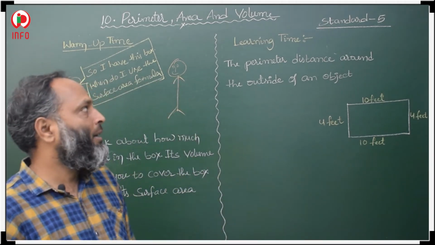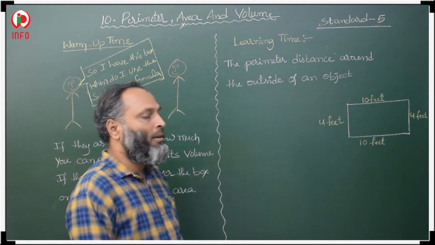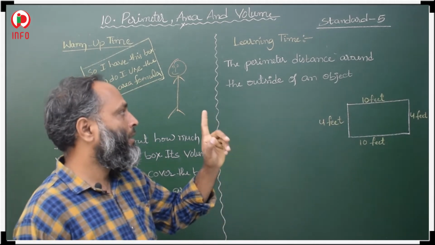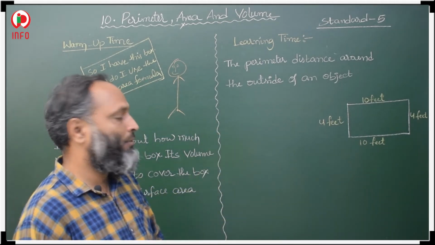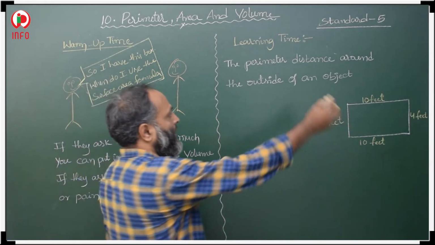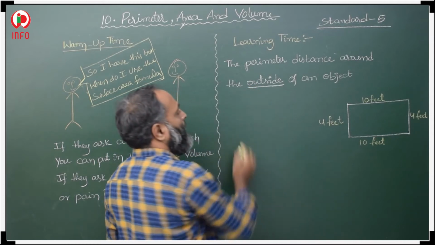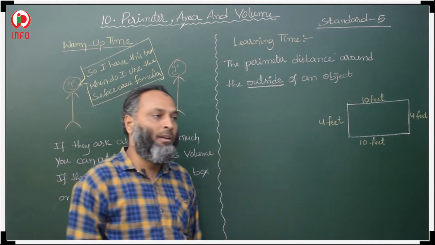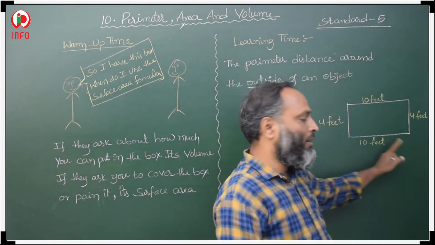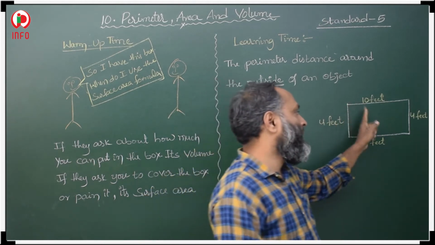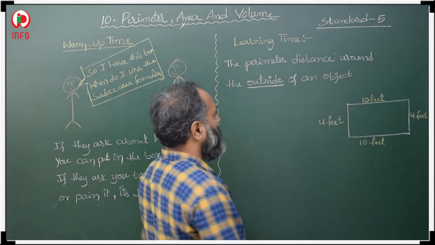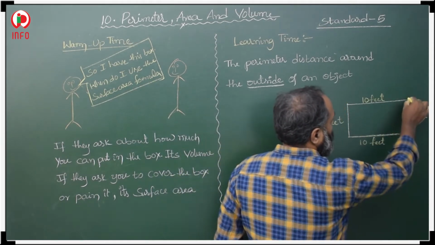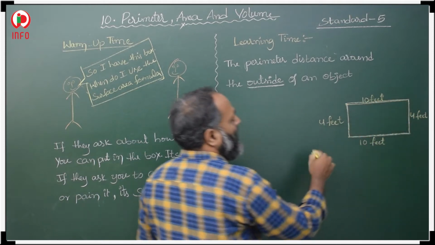After that, in learning time, the first one, perimeter. So what is perimeter? The perimeter is the distance around the outside of an object. Here, this is an object in rectangular shape. So what is the perimeter? This outside distance, this distance and this distance. That is the perimeter.